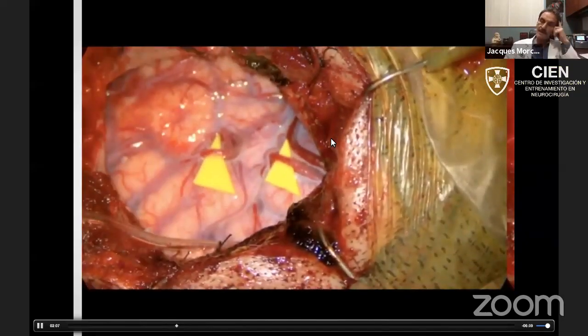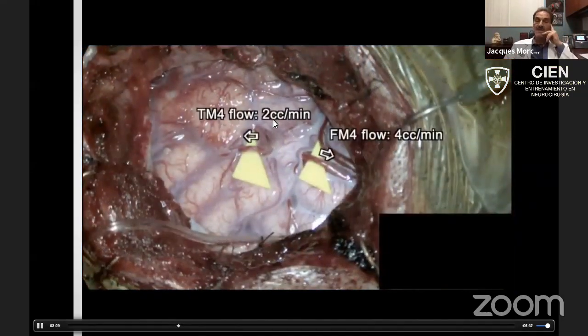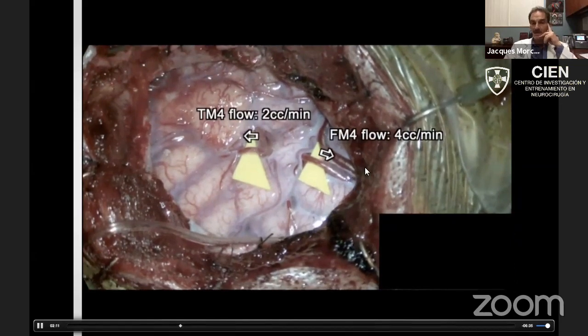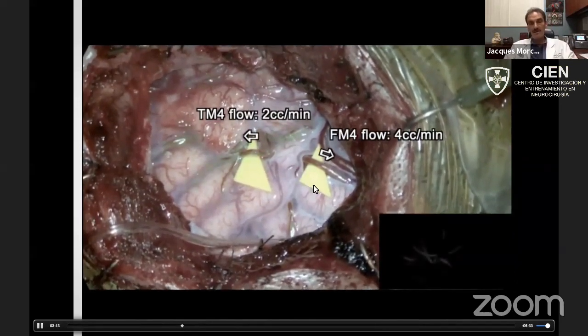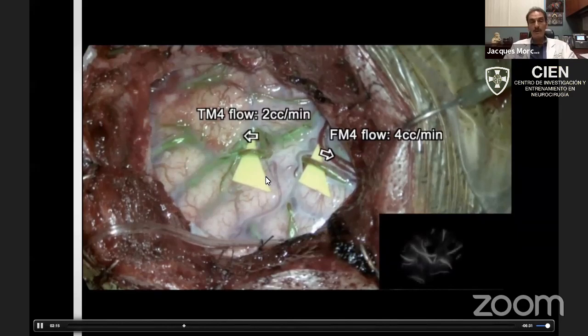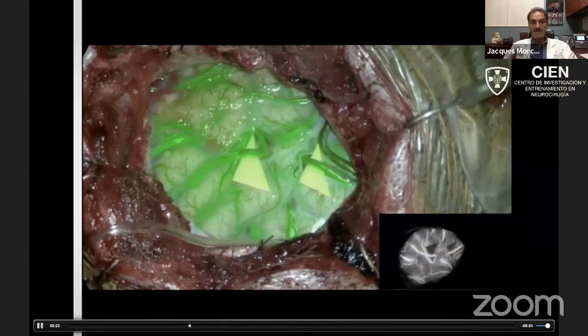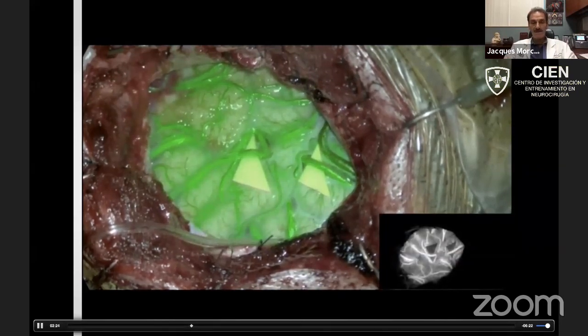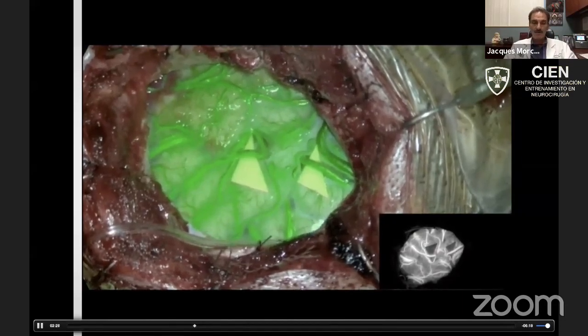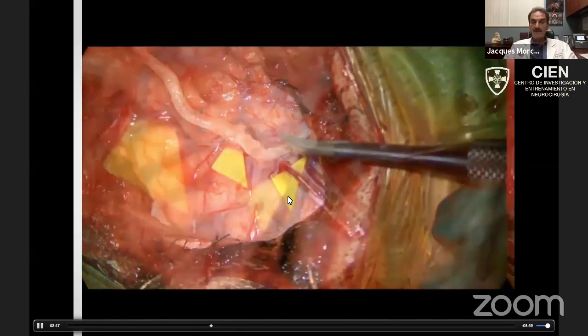So what do I do? I measure the flow. In this case, it's 2 cc per minute here. It's 4 cc per minute in this lobe, and that gives me my baseline flow measurements. Then we bring in the STA. This is the Glow 800, the ICG. You can see it in black and white down here and in color up here. And then we're going to do the anastomosis.